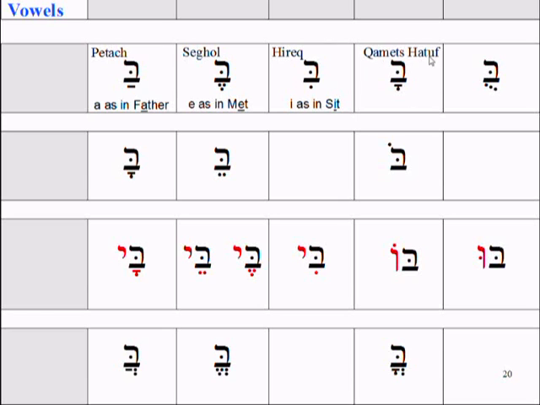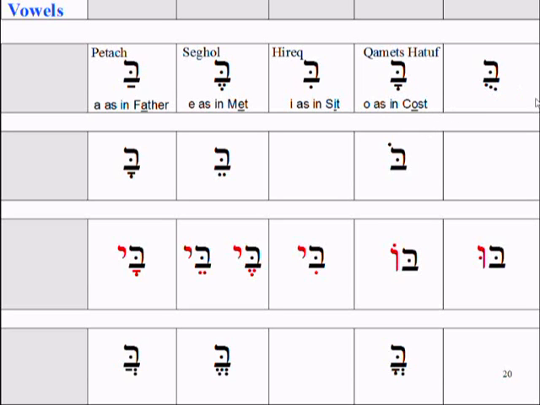The next one is called a kametz hatuf. It's the same symbol as this one here, which is a kametz. But sometimes this symbol has an o sound, as in call, which means all in Hebrew. Sometimes it has an ah sound, which we'll look at here, but sometimes it has an o sound. So this is bo, usually pronounced ba, but often pronounced with an o sound, as in cost.